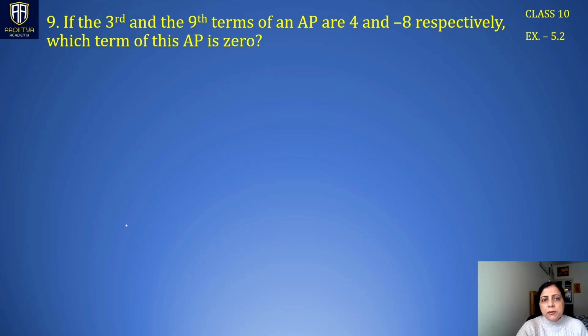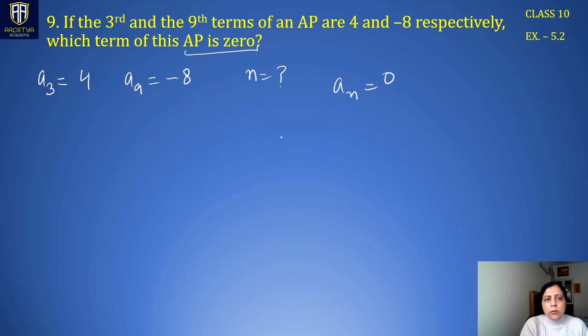So I hope you must have learned that the same things are being asked in different manners again and again in these questions. If the third term and the ninth term of the sequence are 4 and -8, that means A3, the third term, is 4 and the ninth term is -8. Then which term of this AP is 0? You have to find n, and the value of that nth term is 0. That means an is 0. So I hope this is clear.